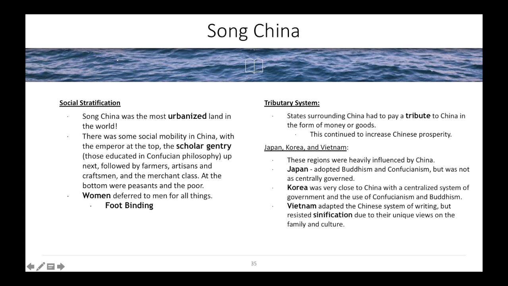So there was social stratification in China. Women deferred to men for all things. The practice of foot binding was very symbolic of this. In the tributary system, states surrounding China had to pay tribute to China. You could make a remark that this is very similar to the Aztec and Incan empires if you were asked to compare. Just spitballing there.